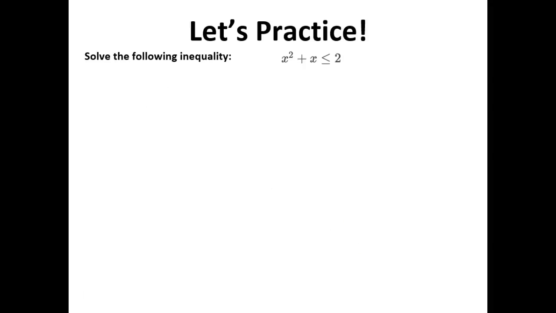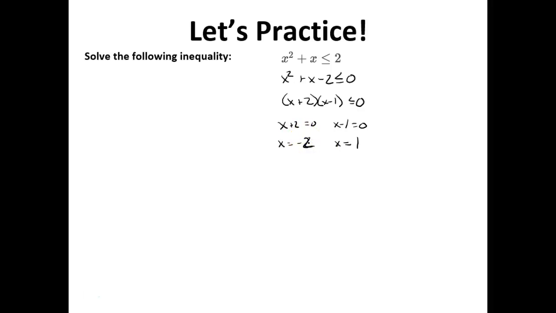Solve this inequality. x squared plus x is less than or equal to 2. I'll get it equal to 0 first, so it's less than or equal to 0, so that I can solve for when this is equal to 0. Here I see I can factor this: x plus 2 times x minus 1. Where's that less than or equal to 0? I solve for where it's equal to 0, so x plus 2 equals 0, x minus 1 equals 0, and so we get x equals negative 2 and x equals 1, like that.